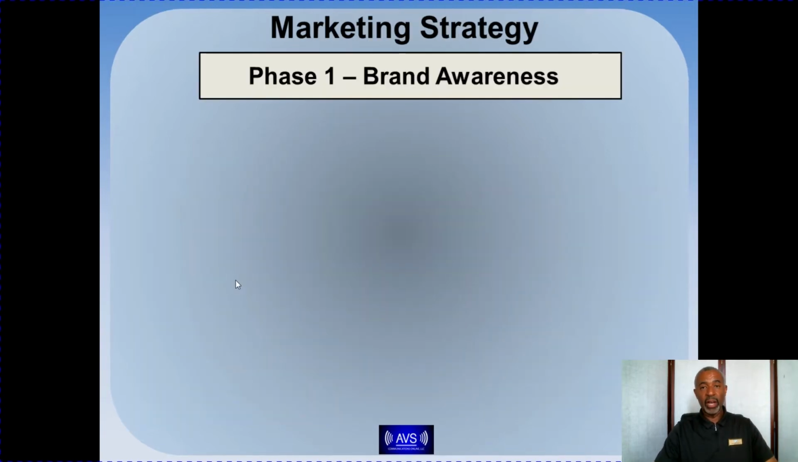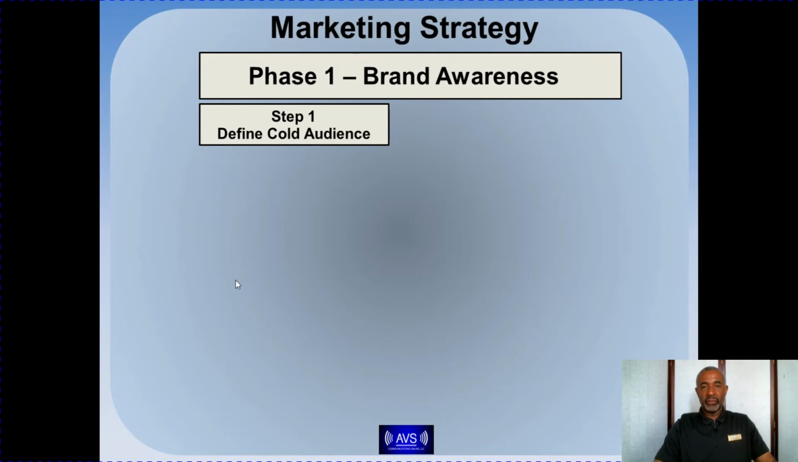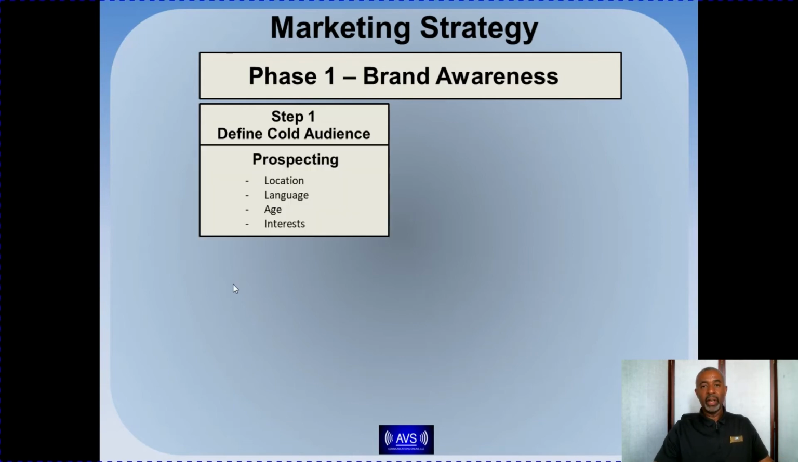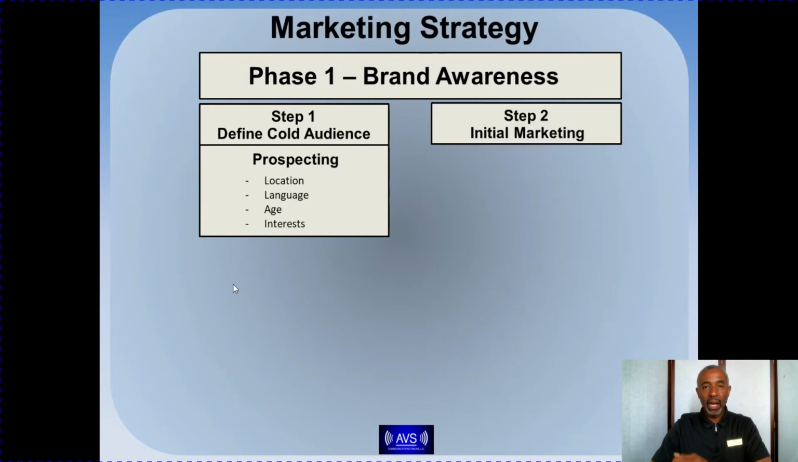So let's look at this in practice, in terms of your marketing strategy, this two-phased approach. First is brand awareness. This is your first thing to do. Step one is to define a cold audience in Facebook. These are people you're going to prospect to based on their location, their language, their age, if they're 55 plus, their interests.